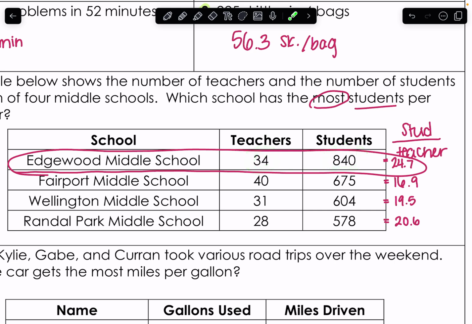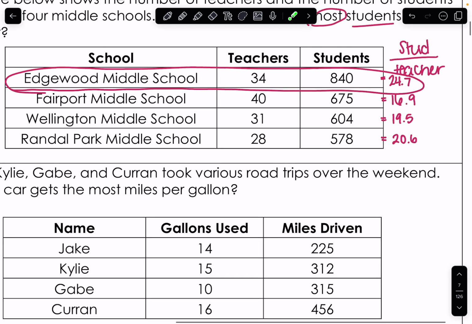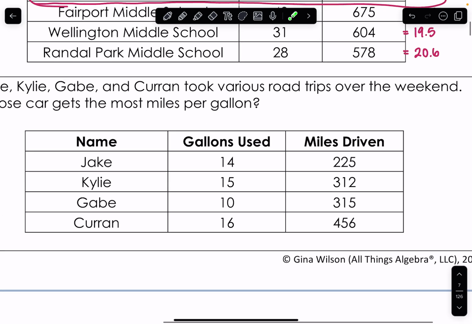But maybe take a look at something like this one here. So 40 teachers, but they didn't have as many students, right? So those numbers together do kind of matter. So let's go ahead and look at this next one. It's not always going to be the highest students. We also need to involve the teachers. So same thing for the next one.